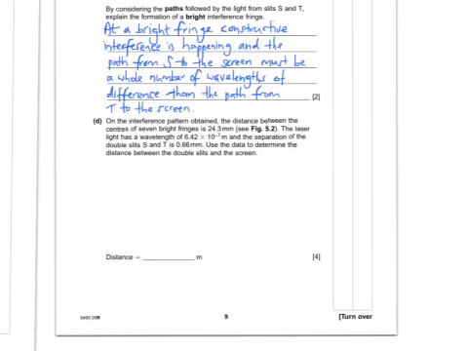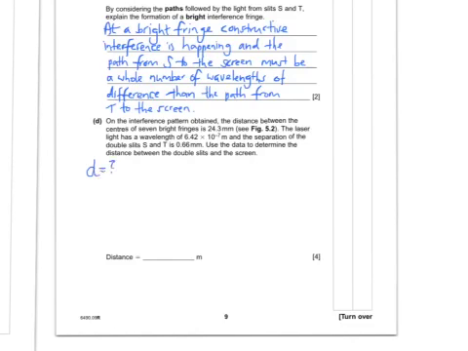Part D, to end with: on the interference pattern obtained, the distance between the centres of 7 bright fringes is 24.3 millimeters, see figure 5.2. The laser light has a wavelength of 6.42 times 10 to the minus 7 meters, and the separation of the double slits S and T is 0.66 millimeters. Use the data to determine the distance between the double slits and the screen. So using this information, we've got to find the distance between the double slits and the screen, and it is a distance D that we're trying to find.